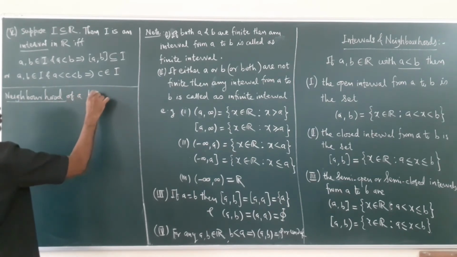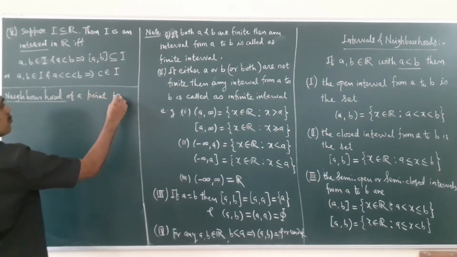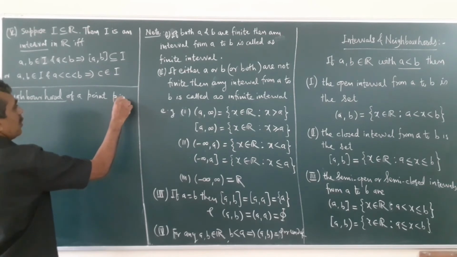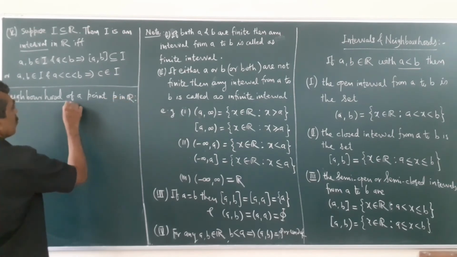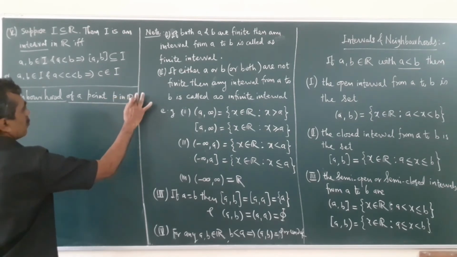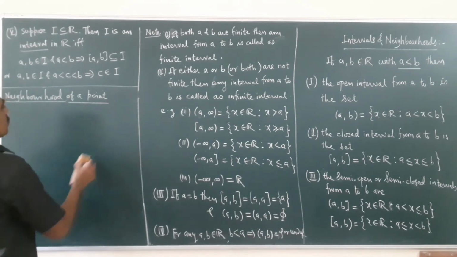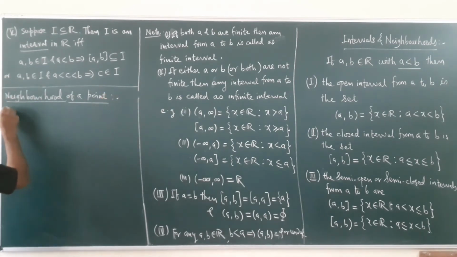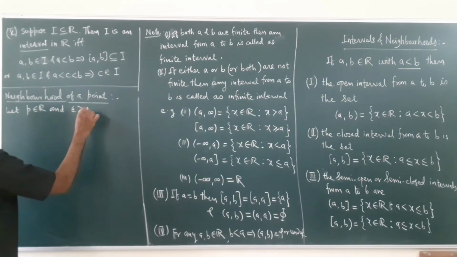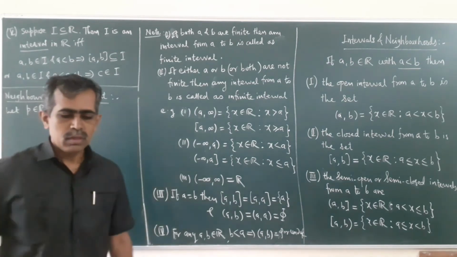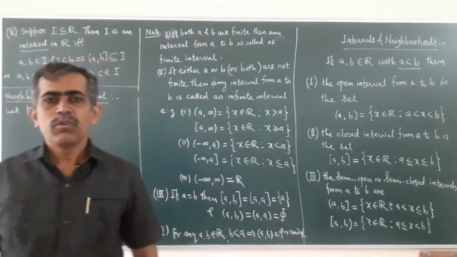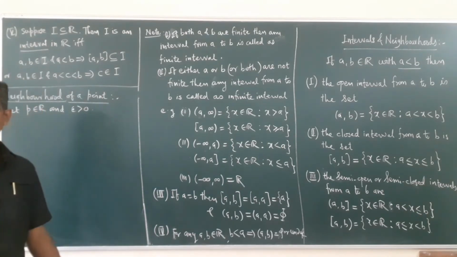Neighborhood of a point P in R, or neighborhood of a point simply. See, let P belongs to R and epsilon greater than 0. Remember, here onwards we will use epsilon and delta.